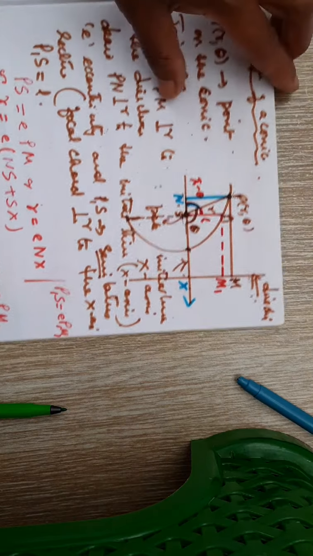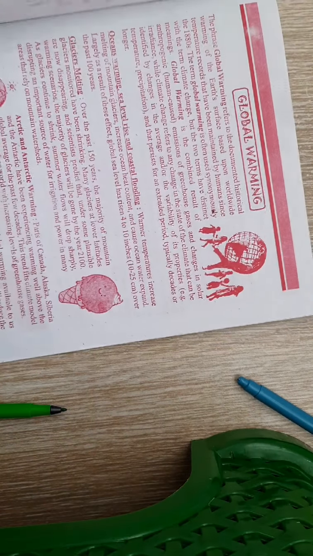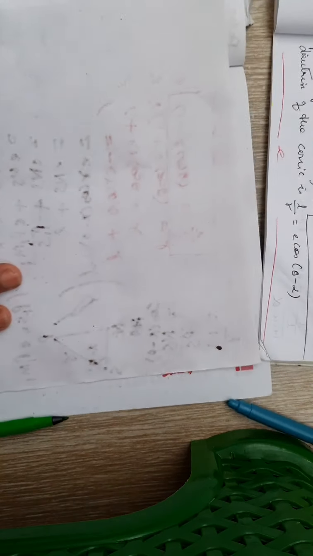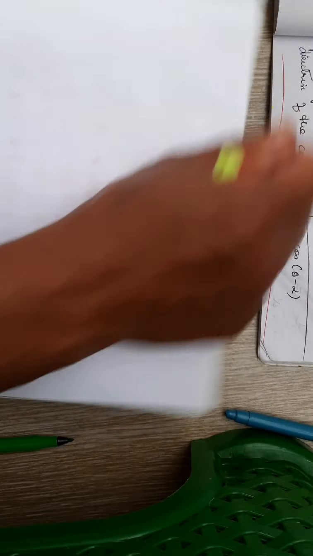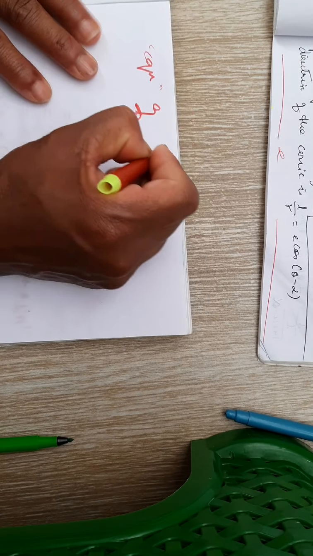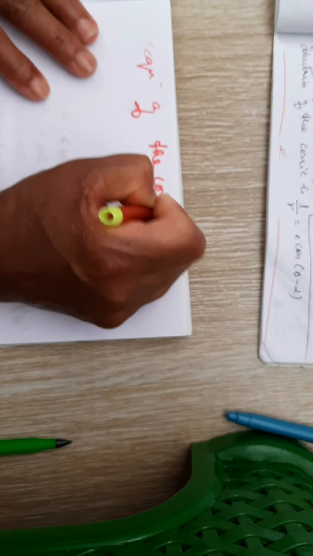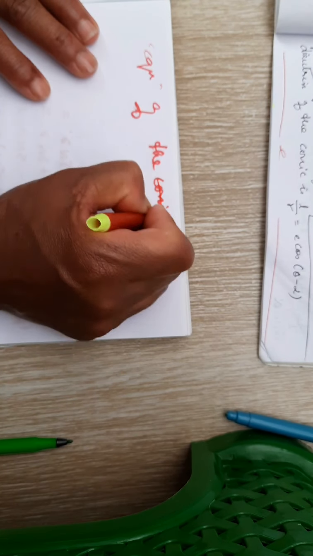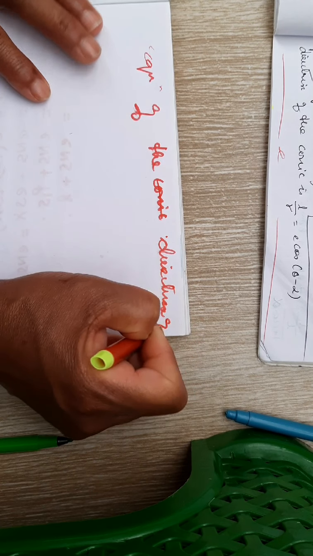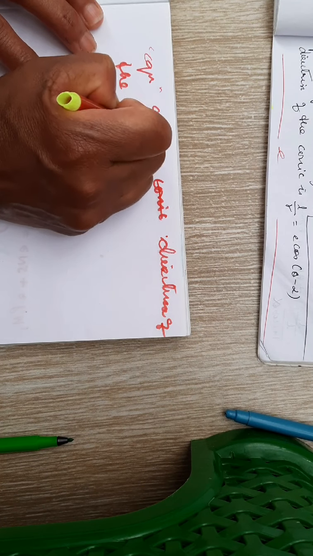Now next, let us find what will be the equation of the directrix of the conic. For this one, we can calculate it in this way. The equation of the directrix of the conic.